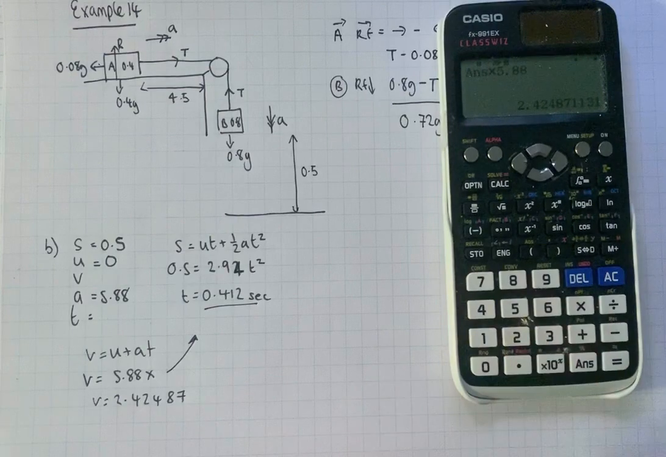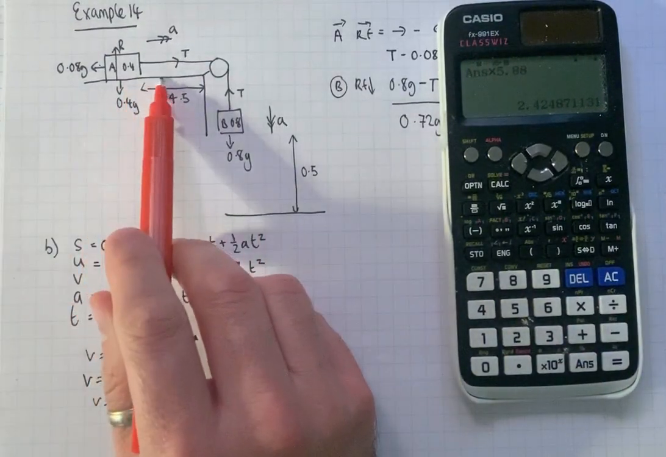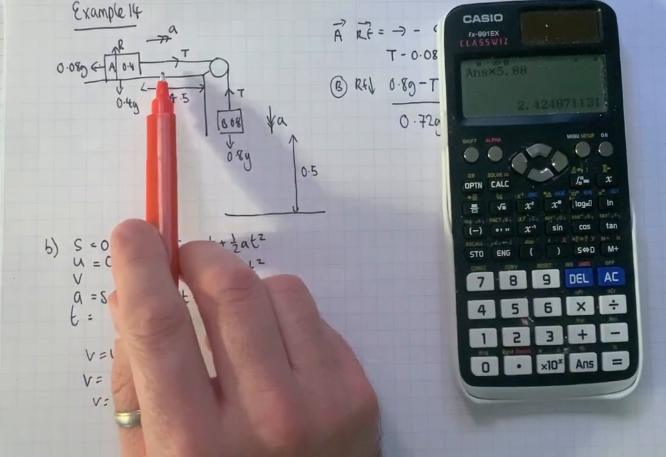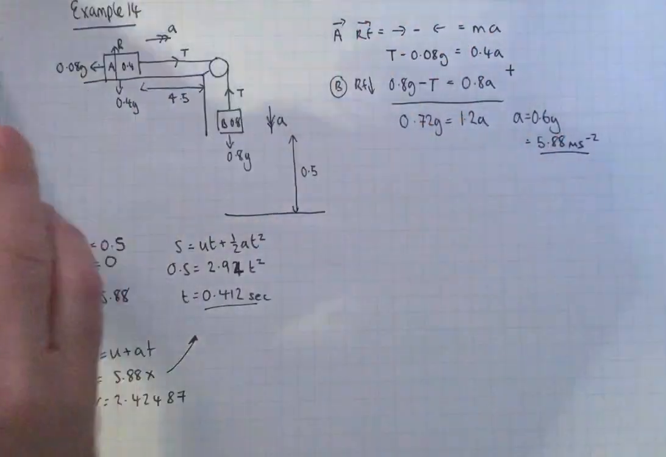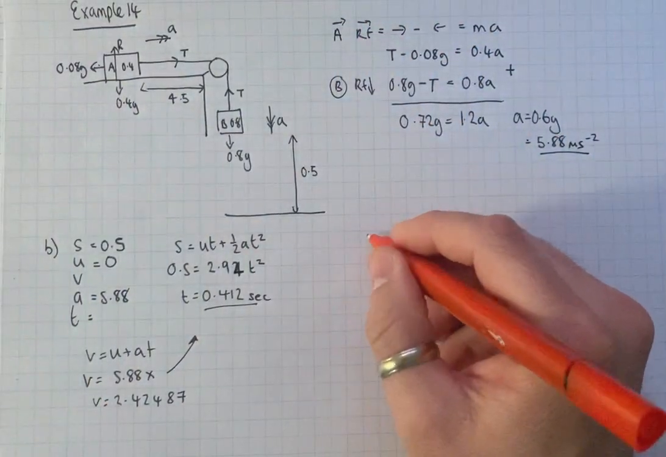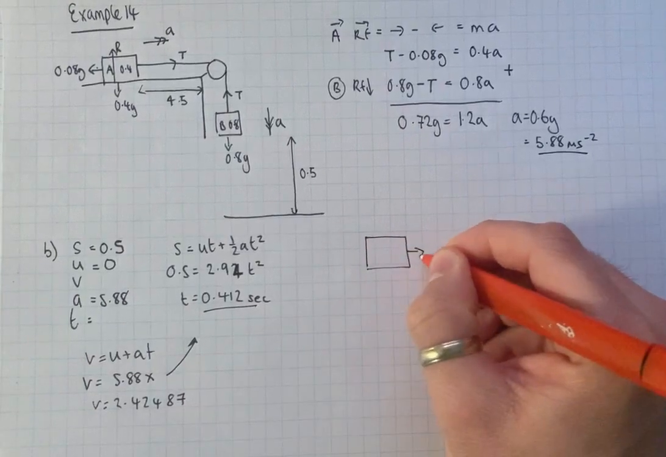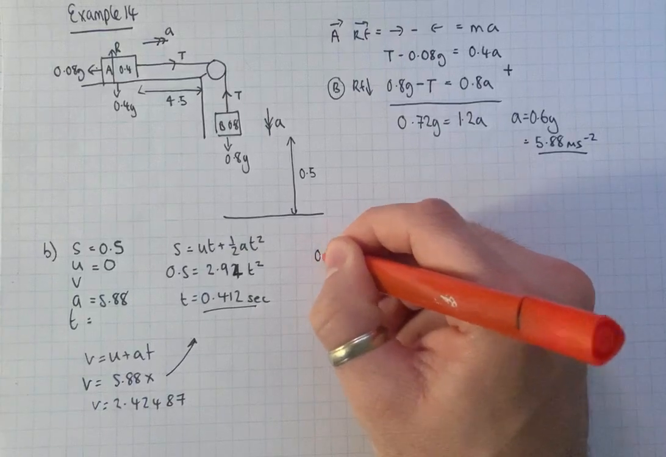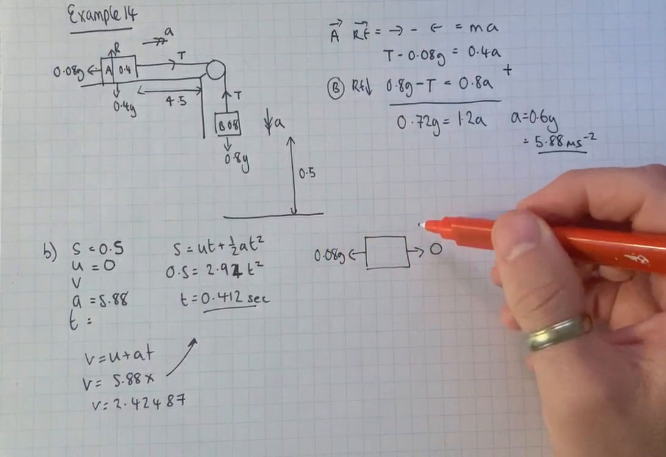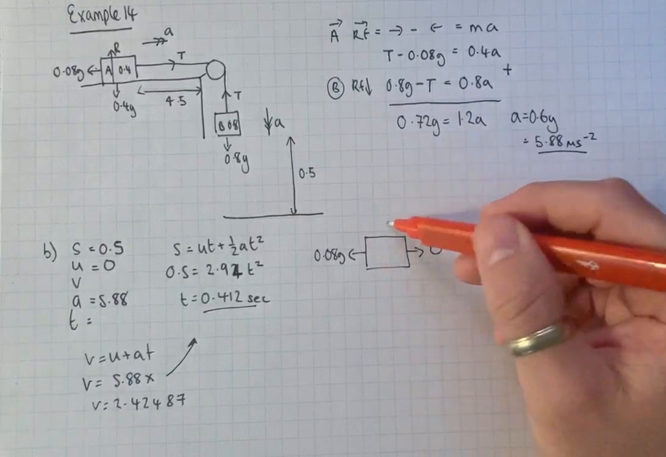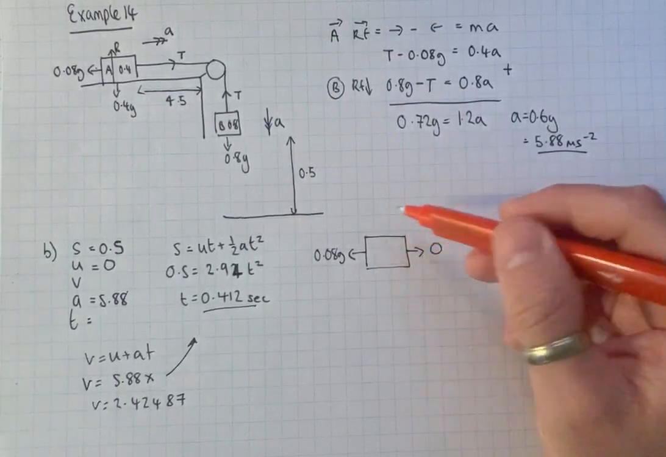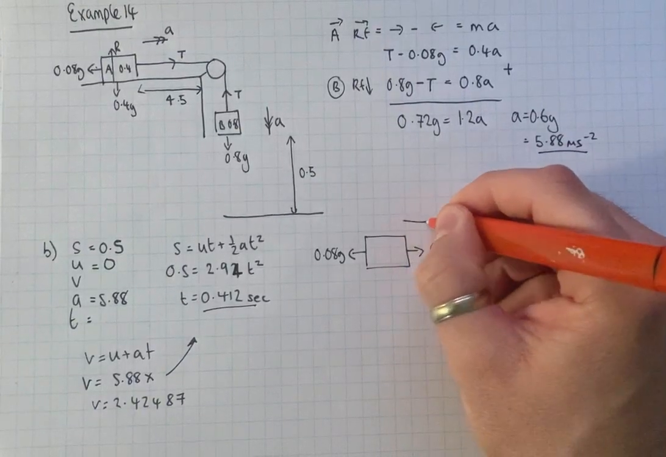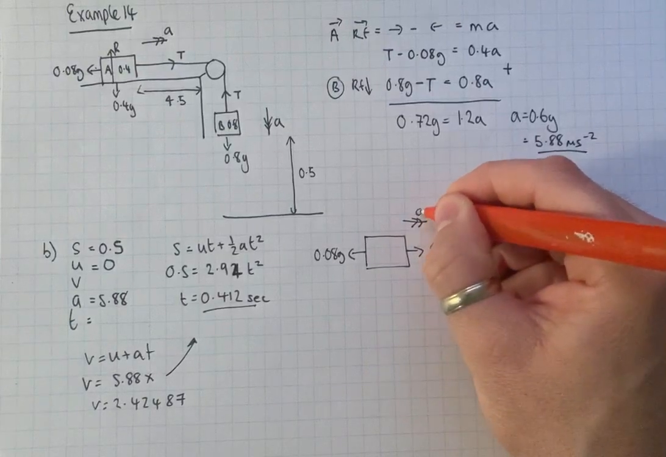Okay, so when B hits the ground, A has travelled 0.5 metres. So now I'm going to work out how far it travels after the string becomes slack. So after the string becomes slack, there is no longer any force pulling it forwards. You've got a force pulling it back of 0.08g, which means it's going to accelerate in this direction. So it's going to slow down. It's going to decelerate. But let's do it in the direction of motion, because it is still travelling towards the pulley.